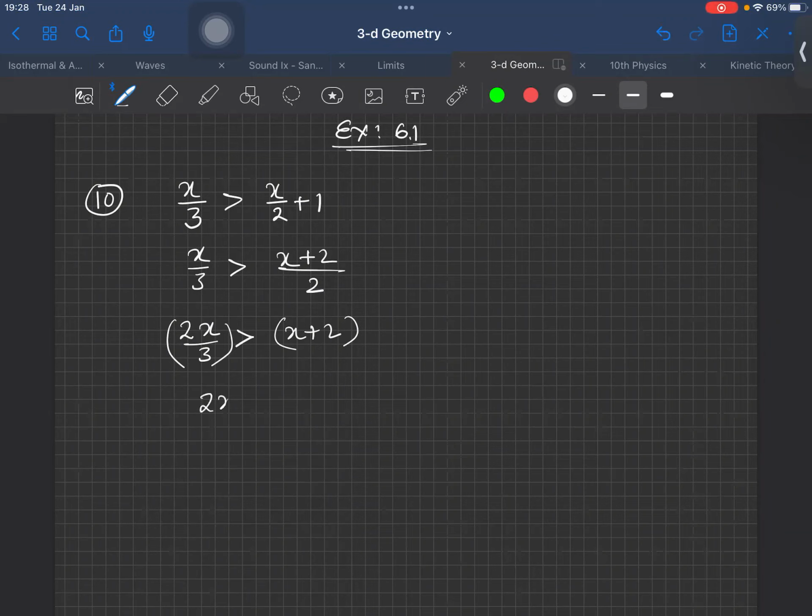Now let's multiply both sides by 3. So this will become 2x greater. We are multiplying by a positive number, only a positive number. We are not multiplying by any negative number. So the sign will not change. It will not reverse. So it will become 3x plus 2.